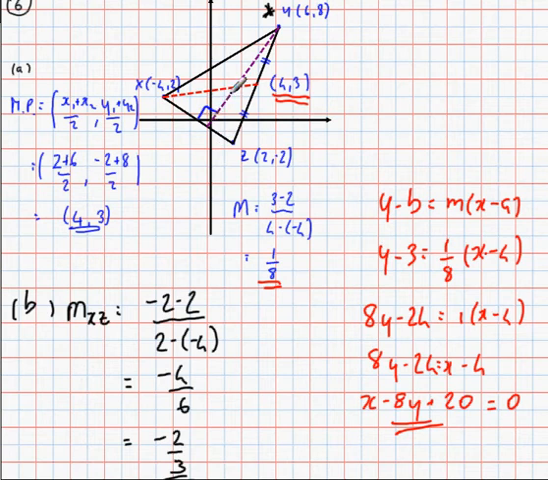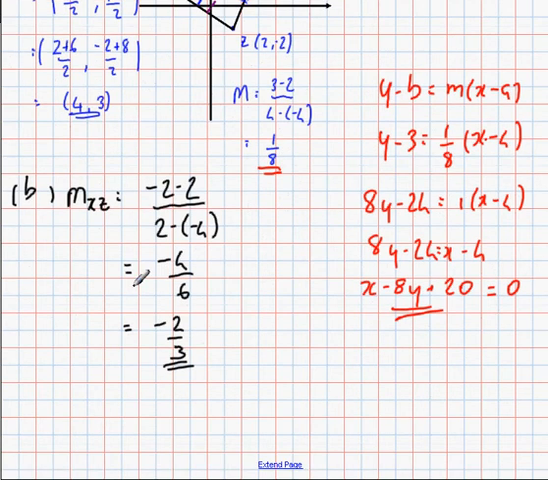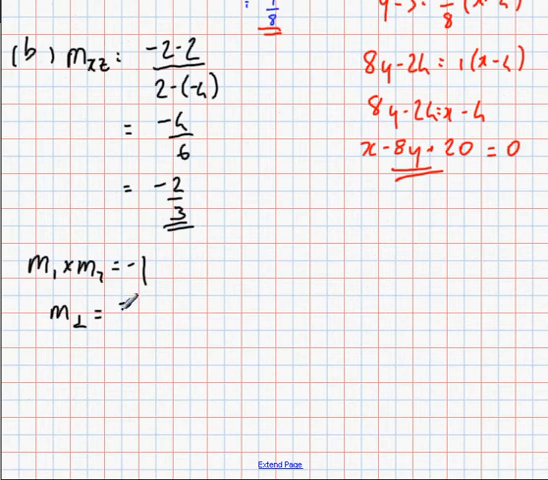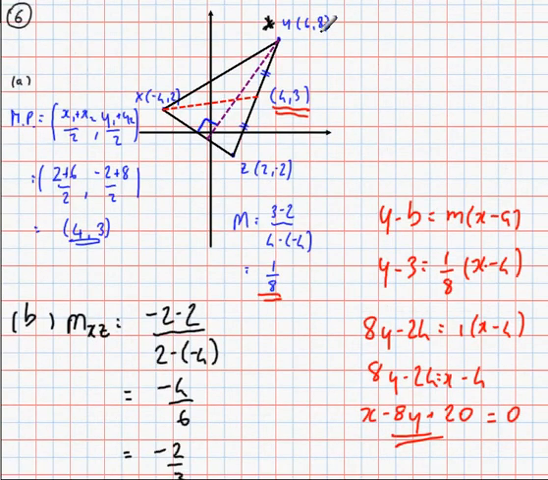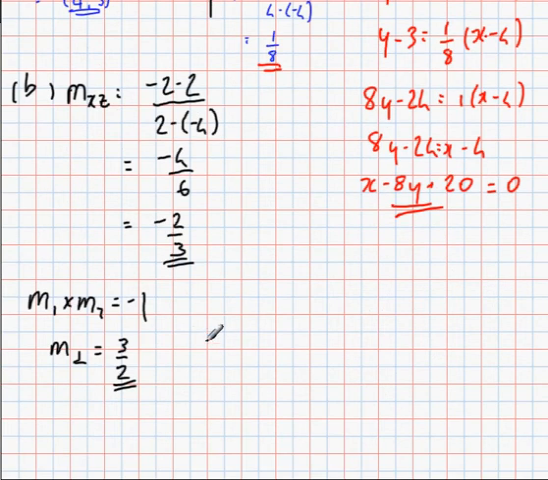We can see that the altitude is a perpendicular line. For perpendicular lines, remember we're thinking about m1 multiplied by m2 equals negative 1. So to get the gradient of the perpendicular line, we're flipping the fraction and inverting the sign, and the gradient of the altitude is 3 over 2. We've now got the two pieces of information we need. We've got the point, which is (6, 8), and we've got the gradient, which is 3 over 2.